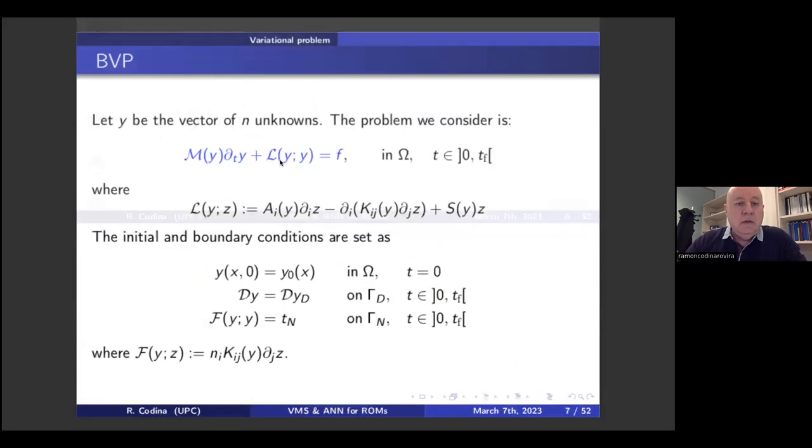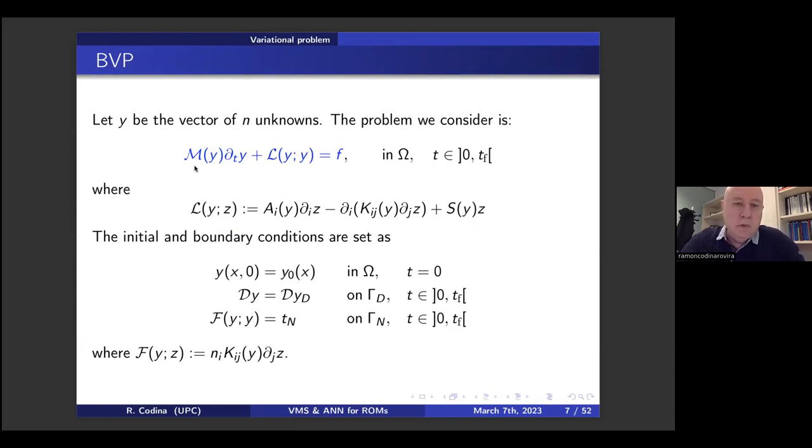So let's take the variational problem. I will consider a generic second order differential equation that may arise in flow problems, that contains a temporal derivative multiplied by a matrix that may depend on the unknown itself. Think, for example, about compressible flows or low Mach number flows, or flows in which the coefficients of the temporal derivative depend on the unknown.